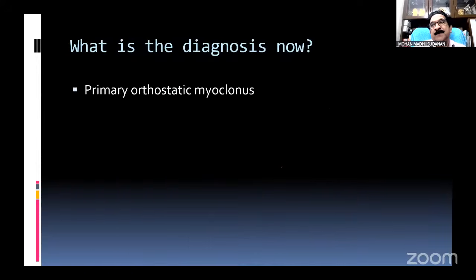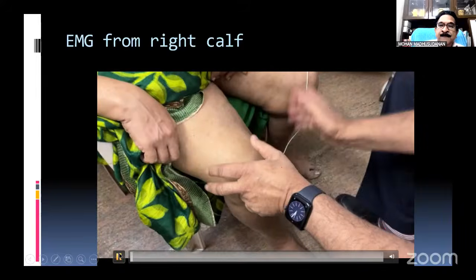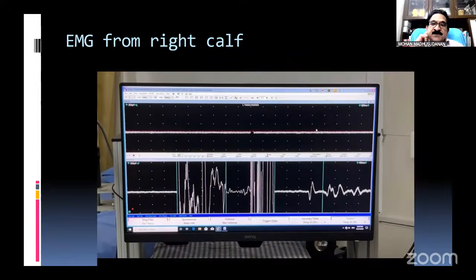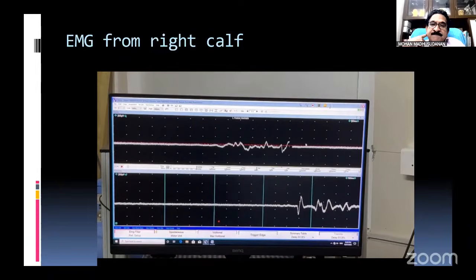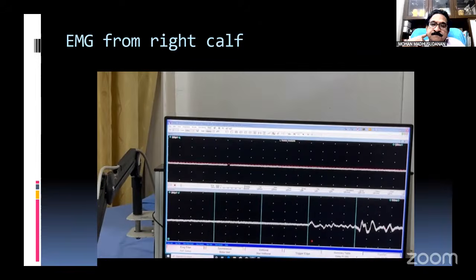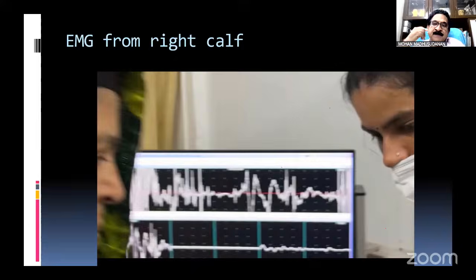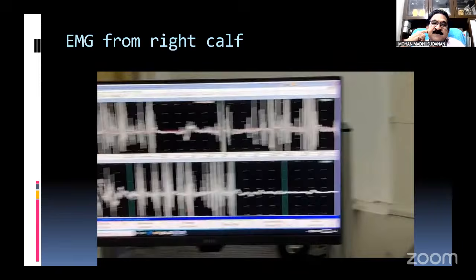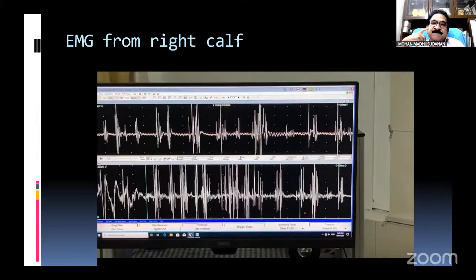Now, how to prove the point? So I did EMG from the right. I'll show the EMG of the right calf. This is the right calf. In the sitting position, there is no activity. So I'm going to make her stand up. See the bursts of activity coming. Bursts of myoclonus, it's not a continuous burst of activity.